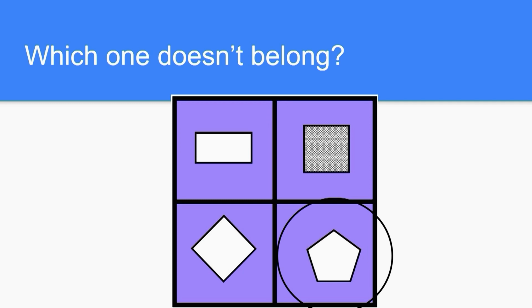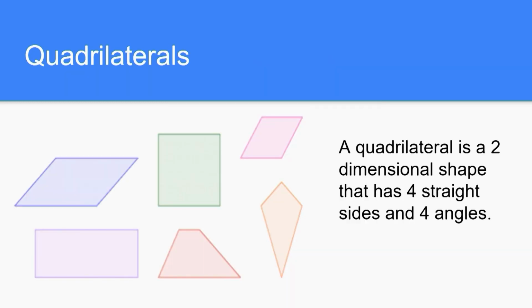There is a special name for shapes that have 4 sides. We call them quadrilaterals. Try to say that. Quadrilaterals. A quadrilateral is a two-dimensional shape that has 4 straight sides and 4 angles. Here are some examples of quadrilaterals.